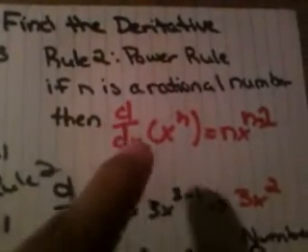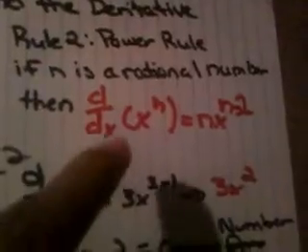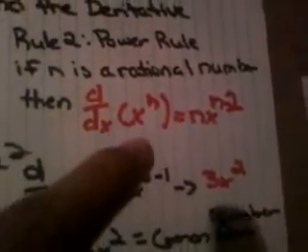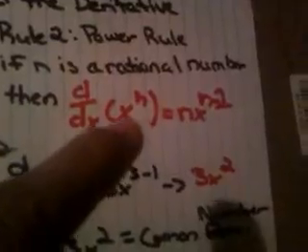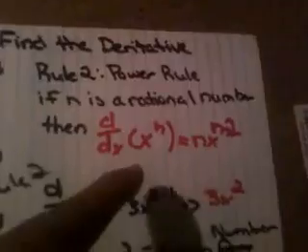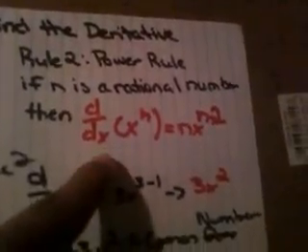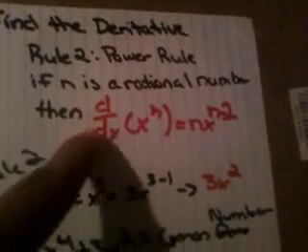Rule number 2 states the power rule: if n is a rational number, then d over dx of (x to the n power) equals nx to the n minus 1 power. It's a bit complicated explaining the exact term, but it's a lot easier if you see it in an example, like now.